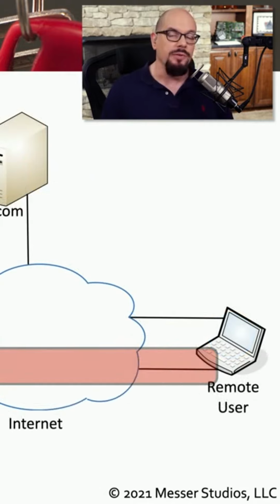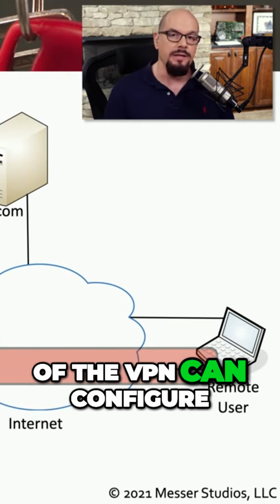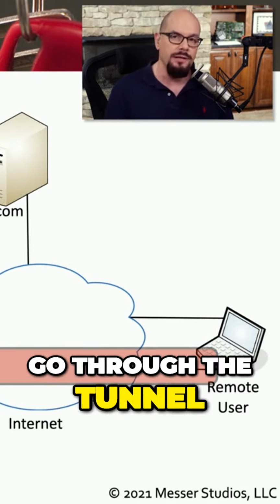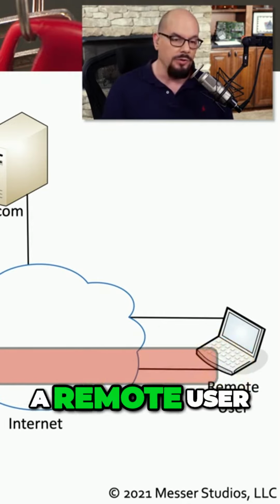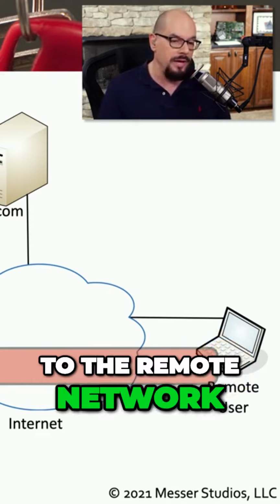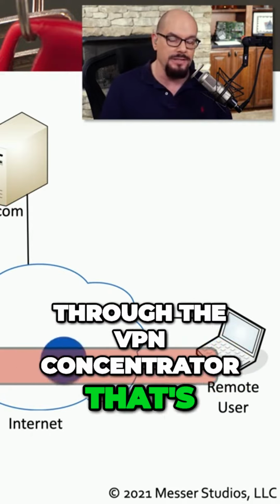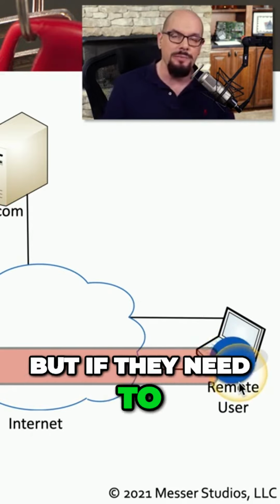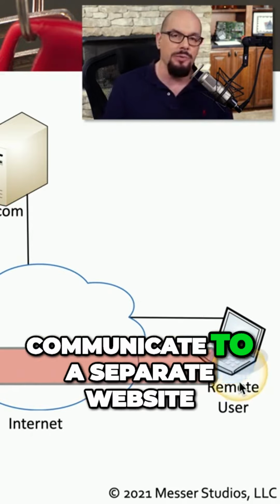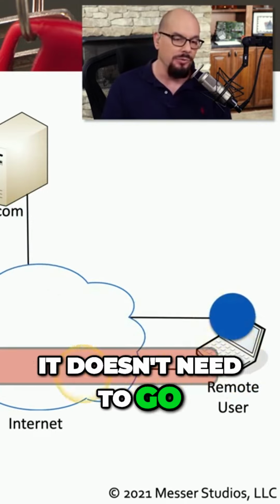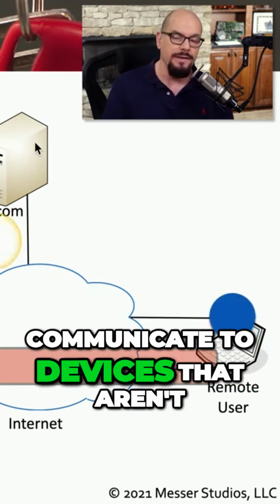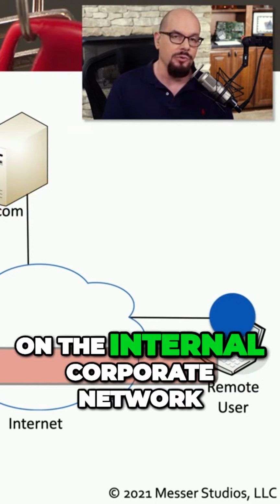With a split tunnel, the administrator of the VPN can configure some information to go through the tunnel and other information can go outside of the tunnel. For example, a remote user can still communicate to the remote network through the VPN concentrator that's at the remote site, but if they need to communicate to a separate website, they can communicate through the split tunnel directly to that server and back to the remote user. It doesn't need to go through the full tunnel to communicate to devices that aren't on the internal corporate network.